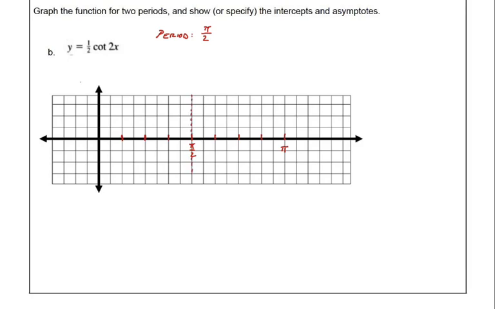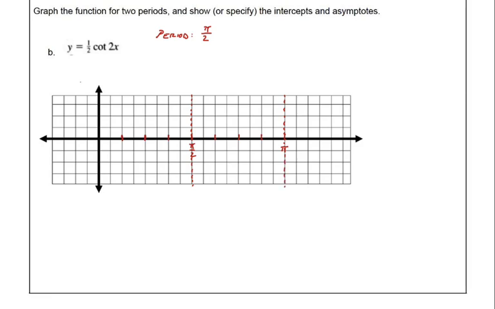So instead of the vertical asymptote being at pi, which is typically the one period, that 2 is going to make my vertical asymptote at pi/2, and you can verify that. You put pi/2 in for x, and you get 2 times pi/2 is pi. Cotangent of pi is undefined, so that's why pi/2 gives you a value of undefined, which is a vertical asymptote, and there'll also be a vertical asymptote at pi.